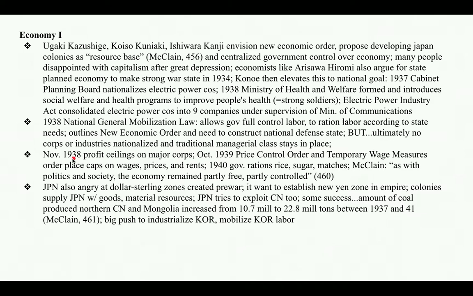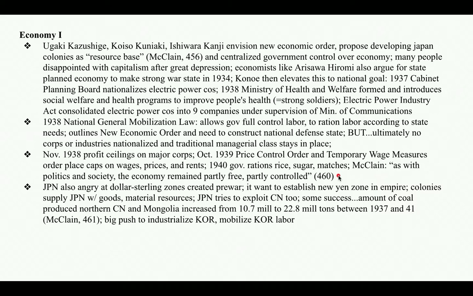In November 1938, there were profit ceilings placed on major corporations. In October 1939, the price control order and temporary wage measures order placed caps on wages, prices, and rent. And in 1940, the government began rationing rice, sugar, and matches. McLean wrote, "As with politics and society, the economy remained partly free, partly controlled."